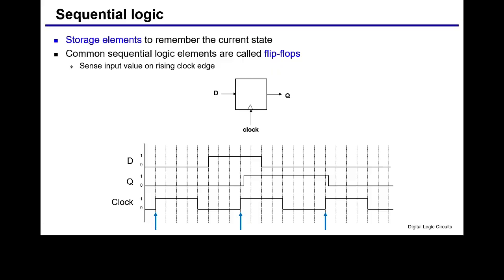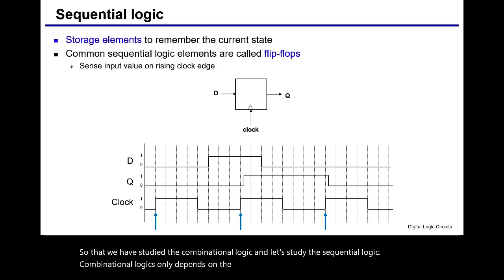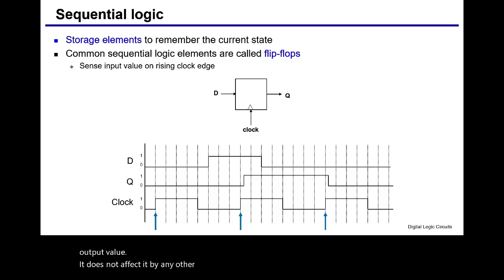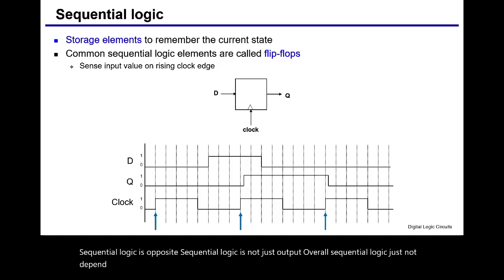So we have studied combinational logic, and now let's study sequential logic. Combinational logic only depends on the current input. The current input determines the output value. It is not affected by any other states. Sequential logic is the opposite. The output of a sequential logic does not depend on the input value only. It is also affected by the internal state or saved state inside the sequential element.